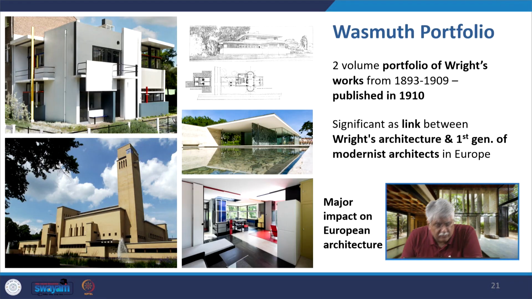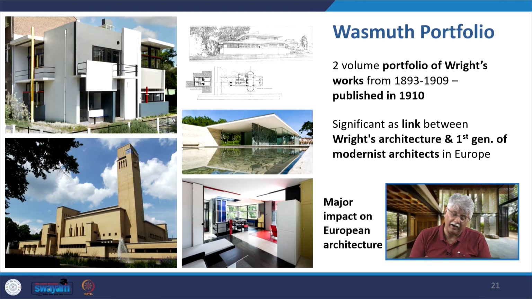Coming back to the Wasmuth portfolio that he got printed in Germany, young architects in Europe got a chance to see the works of their idol. Two volumes of this portfolio were published, covering work from 1893 to 1909, finally published in 1910. It was significant as a link between Wright's architecture and the first generation of modernist architects in Europe. That link was here.